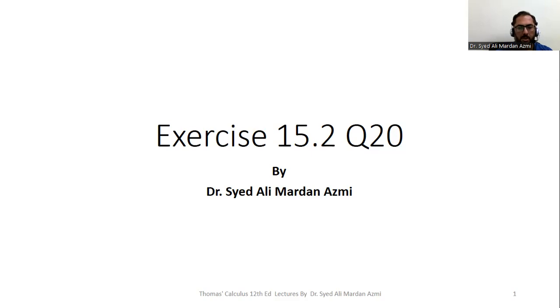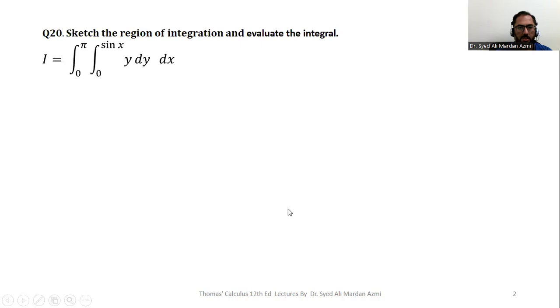In today's lecture, we are going to discuss exercise 15.2, question number 20 from Thomas Calculus 12th edition book. The statement of the problem is: sketch the region of integration and evaluate the integral. In this integral, y is our inner variable and the limits of y are 0 to sine of x. X is our outer variable and the limits of x are 0 to pi.